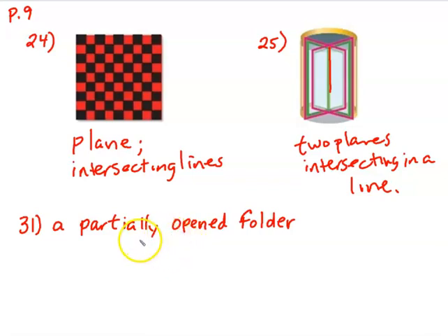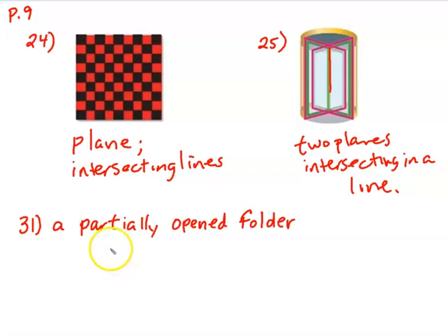Oh, I'm sorry. I'm looking. I'm still up in the other problems. Sorry, we're supposed to name the geometric terms. I was jumping ahead a little bit. So a partially open folder, what would that represent? This would be also intersecting planes.